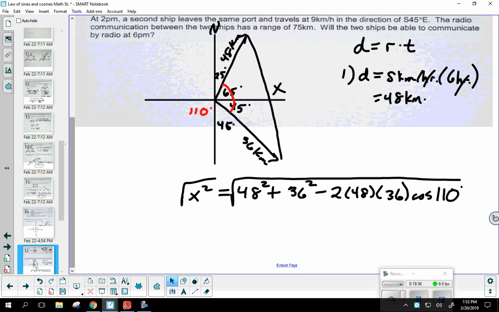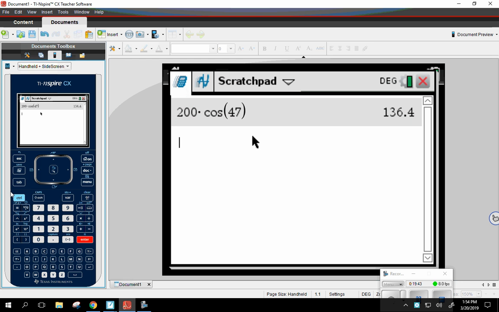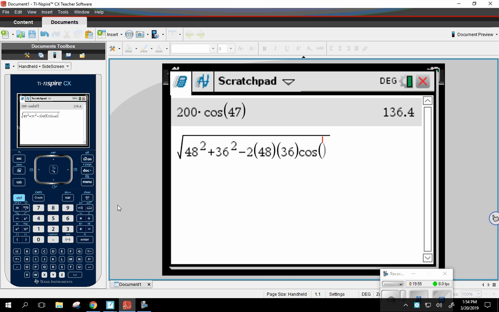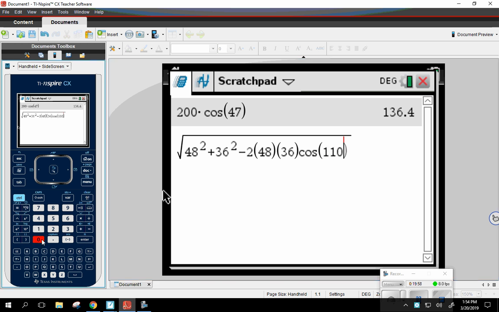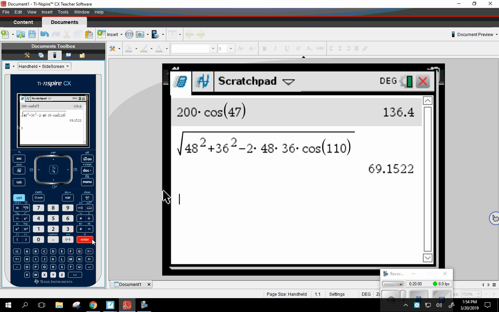All right, so I'm going to type this in using the keyboard and mouse. That'll just go a lot faster. So let's see here. Square root of 48 squared plus 36 squared minus 2 times 48 times 36 times the cosine of, it was 110, right? Okay. So when I push enter, I'm getting 69 point, let's say 2 kilometers. 69.2 kilometers.